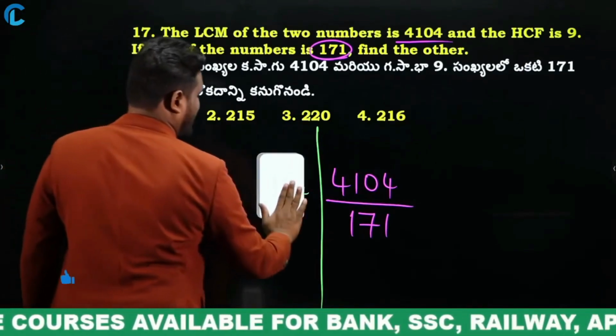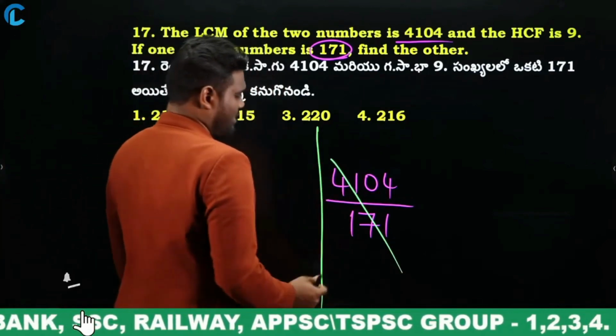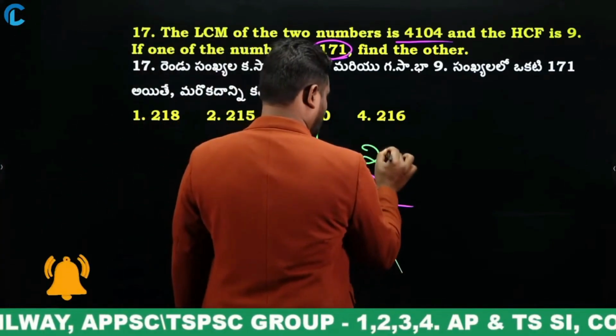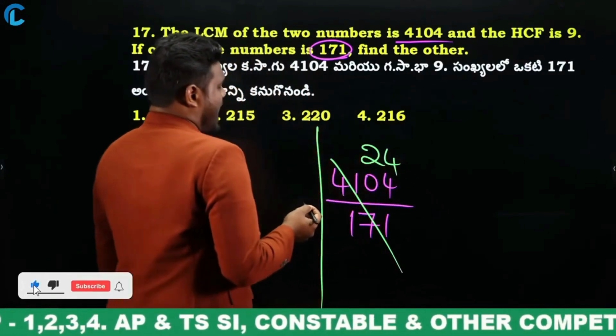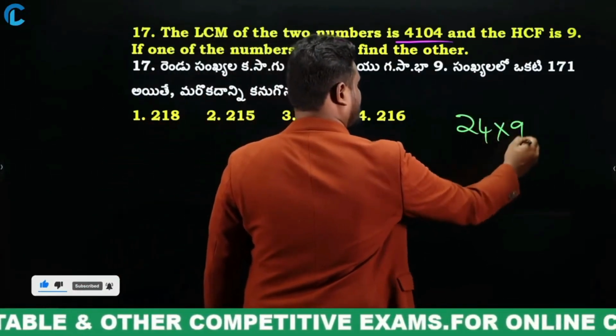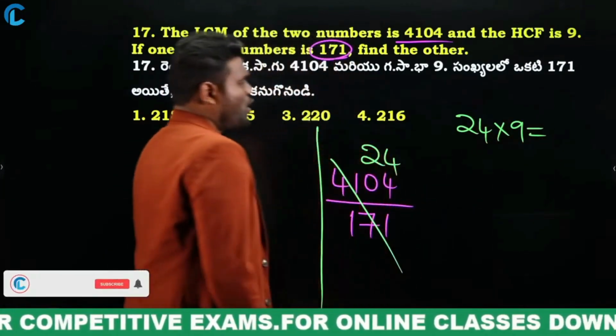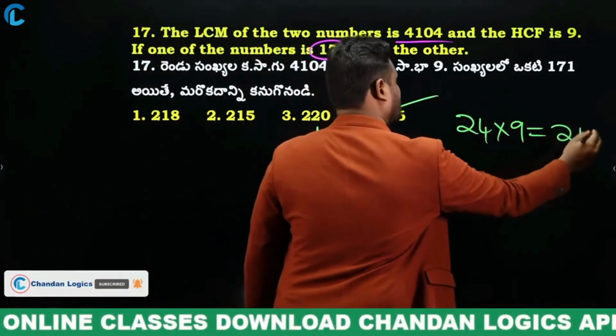If one number is given, I can't take this one. If you observe here, just calculate this. How much will it be? 24. Once I know this value, I need to find the other number. The other number means 24 into 9, which is 180 plus 36, 216. So the answer for this question will be 216.